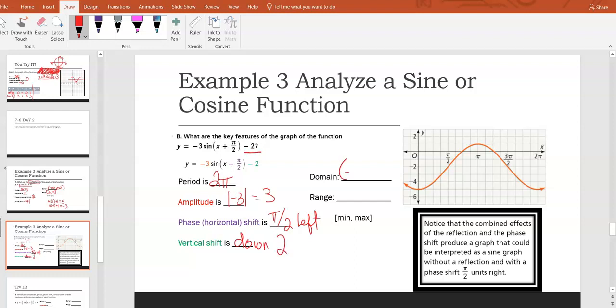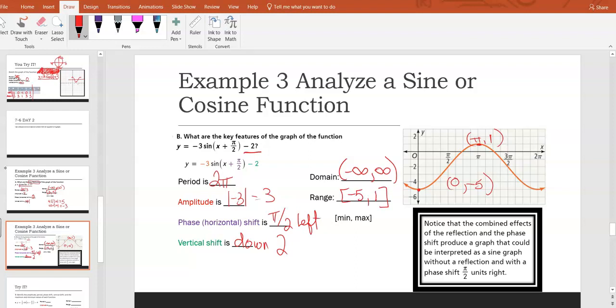Now the domain is always negative infinity to positive infinity. The range is my min and max value. Now again, I could do that from the graph. This looks like a 1 here for pi and then 1. And then this would be my minimum. It'd be 0 and negative 5. So my range would be from negative 5 to positive 1.